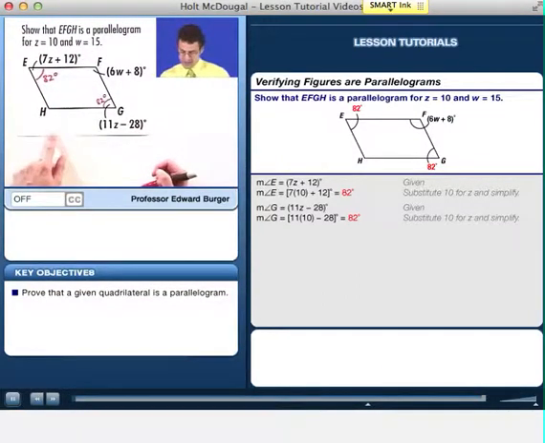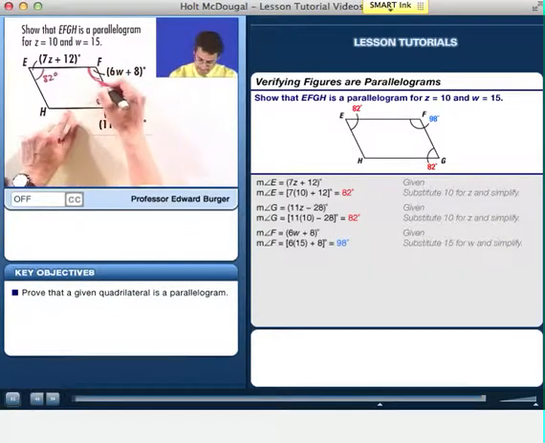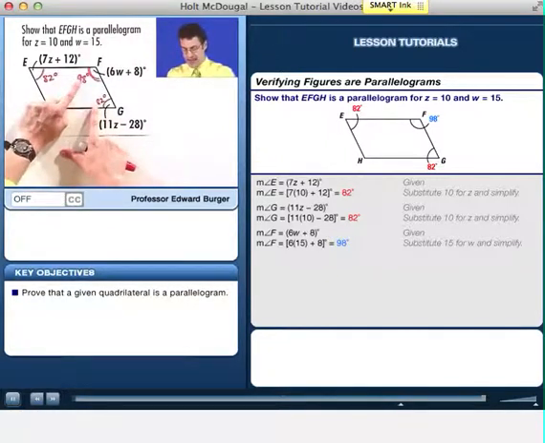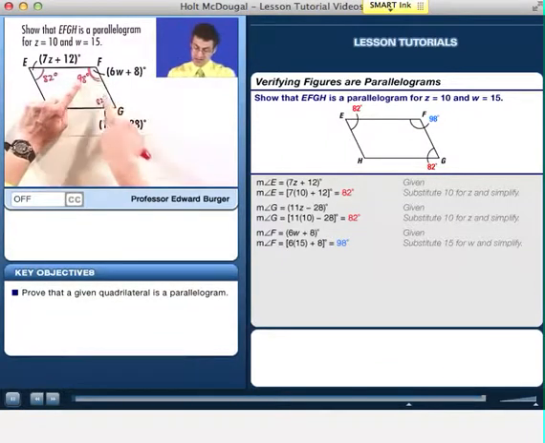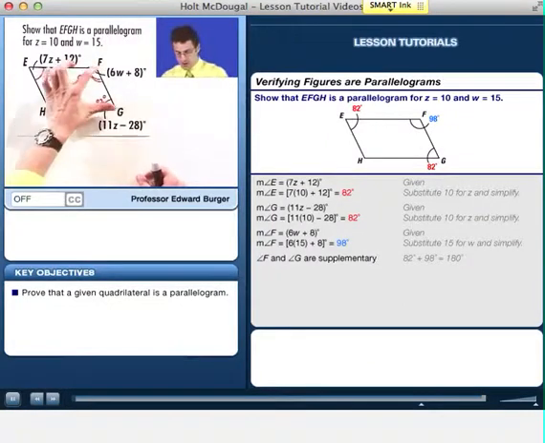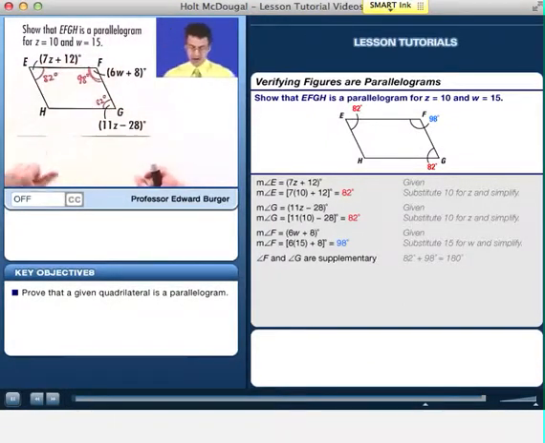If w equals 15 into here, then I see 6 times 15 plus 8, which gives me 98 degrees. Well, let's see. Can we conclude anything here? Well, actually, we can. Because check it out. If this is 98 and this is 82, what happens if I add these two measures up? I see 180 degrees. So, in fact, these two angles are supplementary. And if I have two adjacent angles being supplementary, then I know that these two sides are parallel.